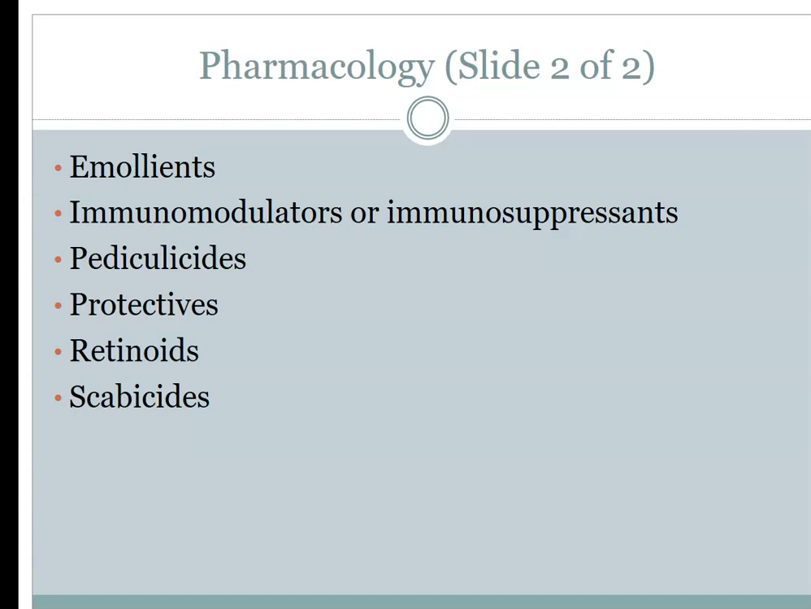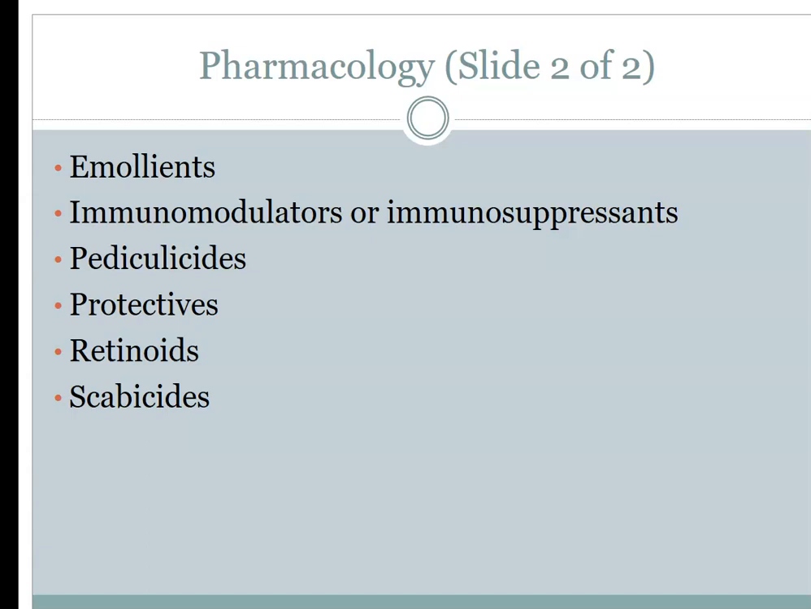Emollients soften and moisturize the skin, applied topically. Immunomodulators or immunosuppressants are agents that suppress the body's immune system. Keratolytics break down hardened skin and shed the top layer of dead skin to treat warts, calluses, corns, acne, rosacea, or psoriasis, and they are applied topically.